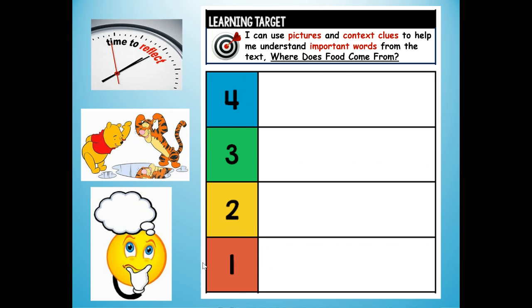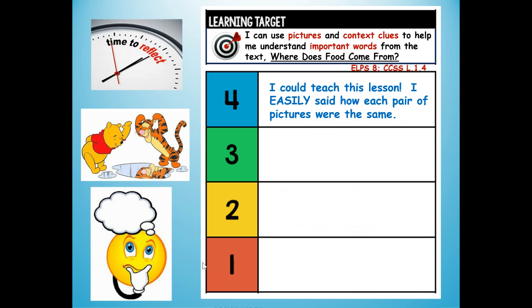Let's go over our learning target. I can use pictures and context clues to help me understand important words from the text. Where does food come from? Number 4, I could teach this lesson. I easily said how each pair of pictures were the same.